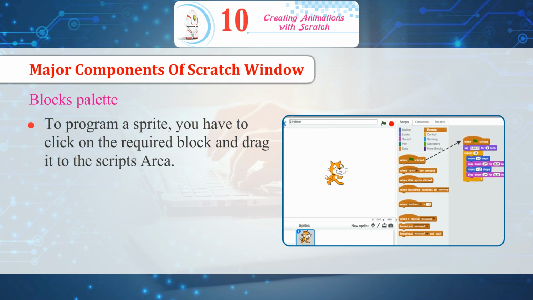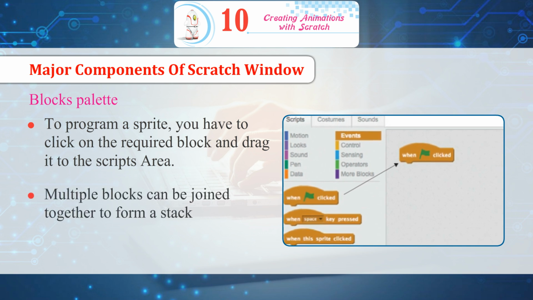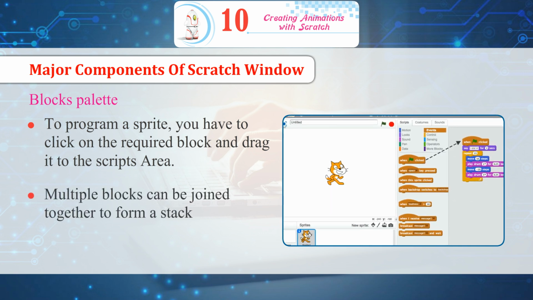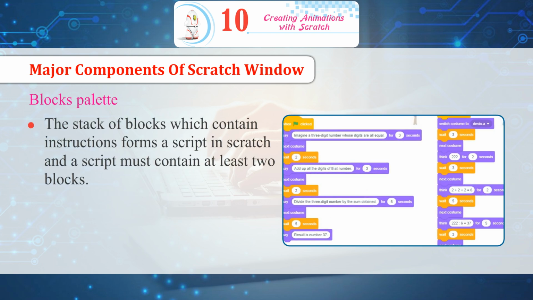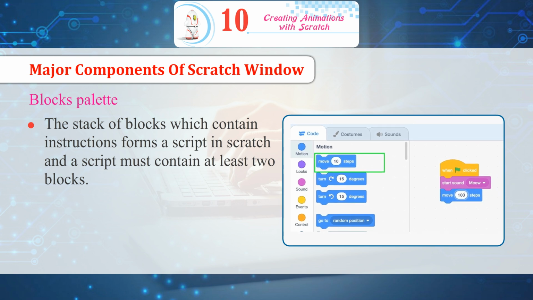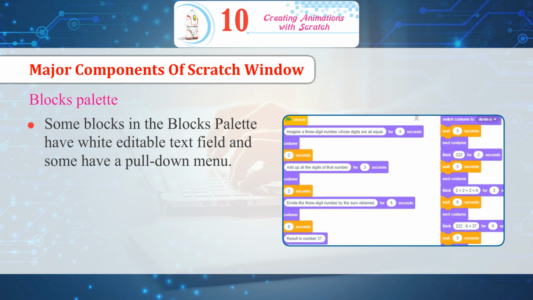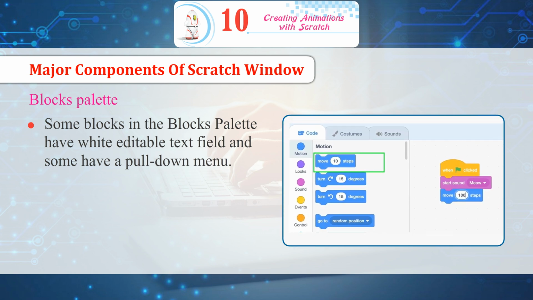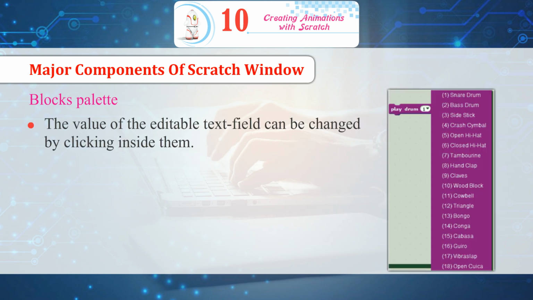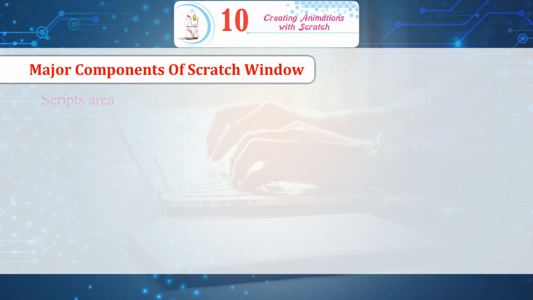To program a sprite, you have to click on the required block and drag it to the scripts area. Multiple blocks can be joined together to form a stack. The stack of blocks which contain instructions forms a script in Scratch and a script must contain at least 2 blocks. Some blocks in the blocks palette have white editable text field and some have pull-down menu. The value of the editable text field can be changed by clicking inside them. From the pull-down menu blocks, you can simply click and select the desired value of your choice.